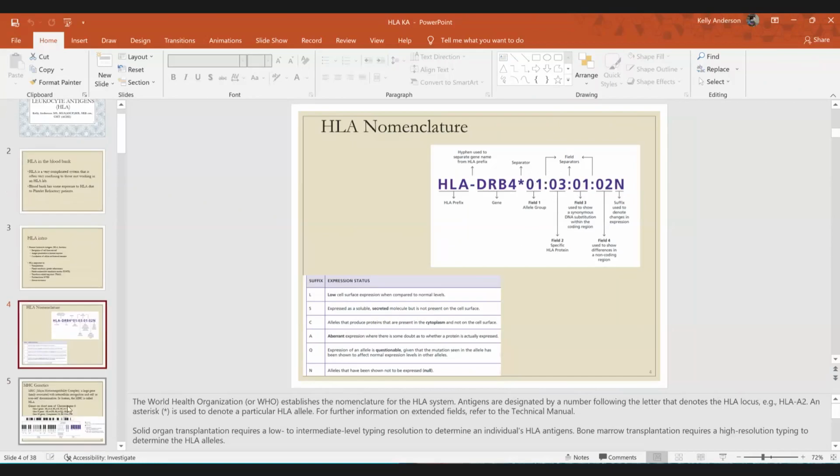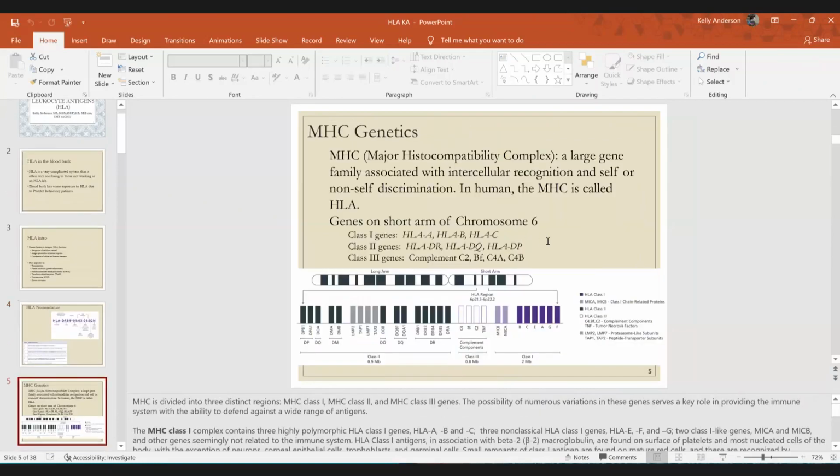And this is very basic. The gene is found on chromosome 6, and you have 3 classes of HLA genes. So you have class 1, which is ABC, class 2, DR, DQ, and DP, and then class 3. You don't really hear too much about class 3, and most things will only focus on class 1 and 2. Especially in transplant, we only really care about 1 and 2. And then if you're talking about transfusion, we only care about class 1.